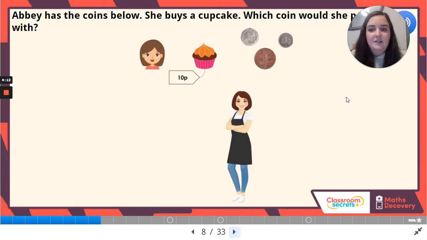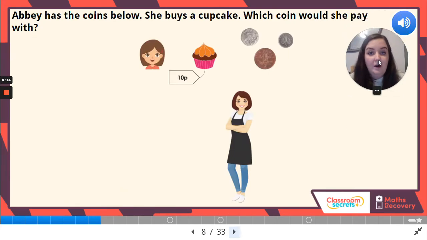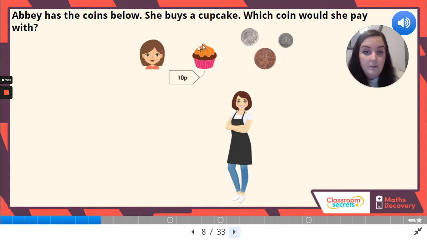Abby has the coins below. She buys a cupcake. Which coins should she pay with? So you can see the cupcake costs how much? It costs 10p. And here I can see a 20p, a 5p and a 2p. Now which coin should Abby pay with?